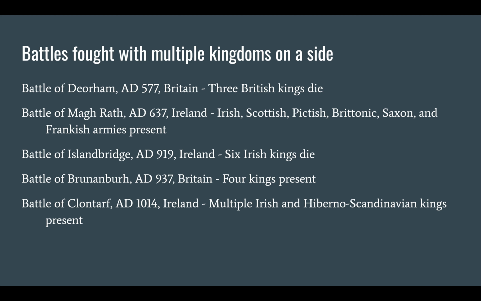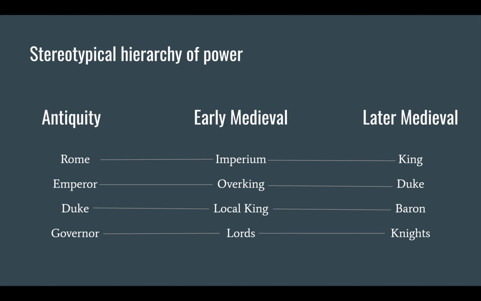And one of the best ways I think we can understand this is by stepping away a bit from our military focus and just looking at that fragmented political hierarchy that I mentioned earlier at the start. That this political fragmentation is really what's causing these smaller scale armies to develop in the early Middle Ages.